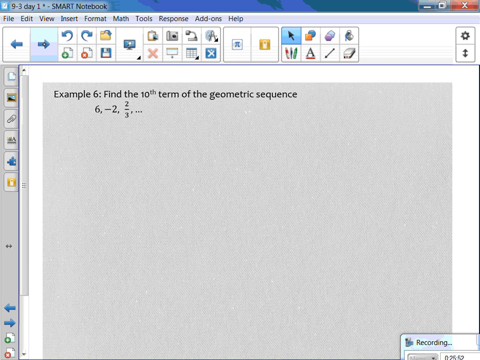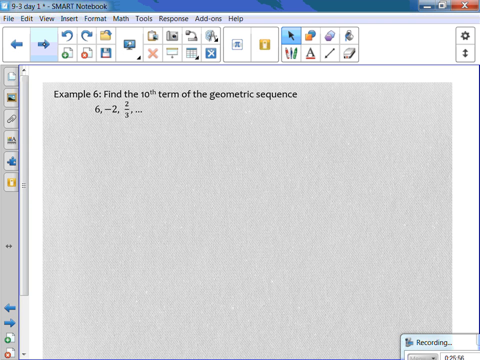Dorian, we want to find the 10th term of the geometric sequence. If I want to find the 10th term, I need to find my a sub n, right? I need to find that formula. They give us everything we need. I need to find that common ratio, and how are we going to do that?